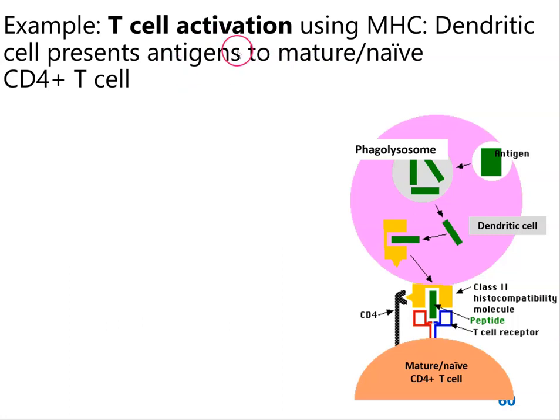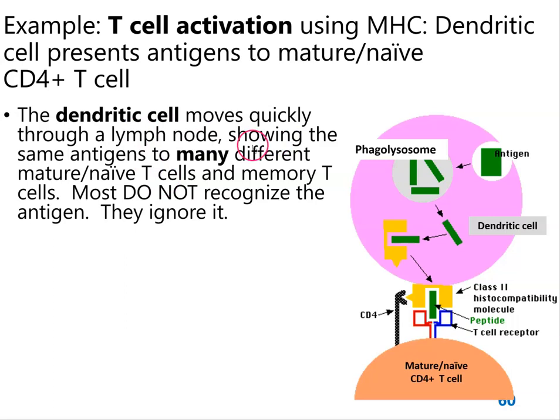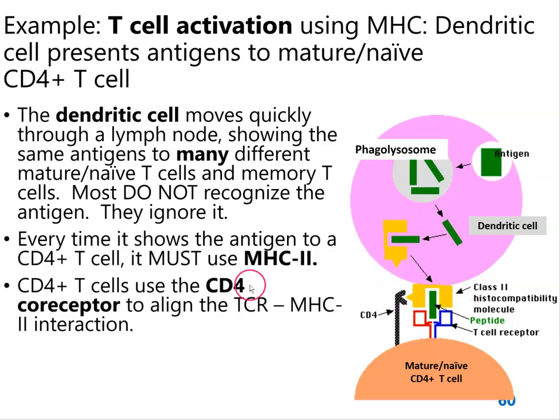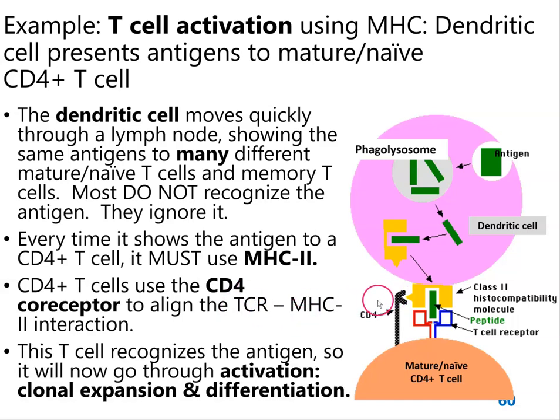So, okay, again, T cell activation. The dendritic cell presents antigens to the mature naive CD4 positive T cell. I think I wrote things here. So yeah, the dendritic cell runs around doing this interaction with as many T cells as it can, and again, most don't recognize whatever it has. It has to use MHC2, CD4 co-receptor, and if this T cell receptor does recognize this epitope, well, that's wild. That means that this dendritic cell is the hero that has found the correct lymphocyte.